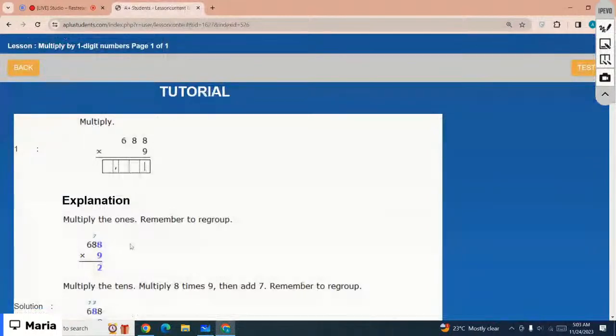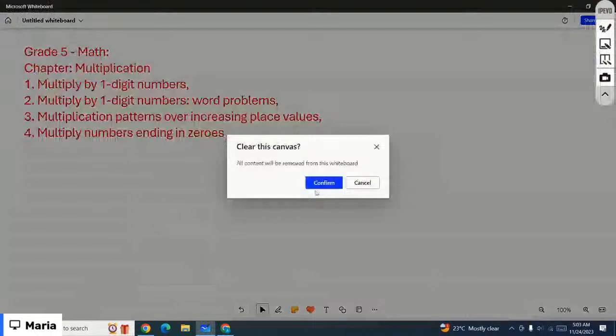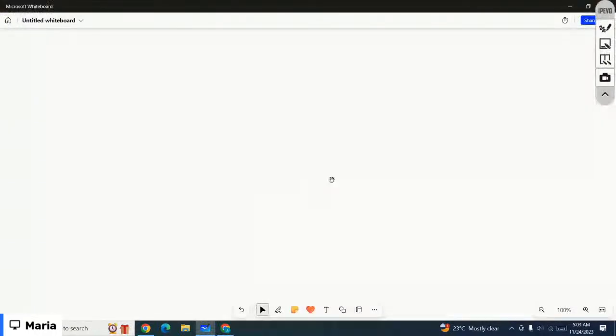Okay, 688 times 9. When we are multiplying, we have to be perfect with tables, right? If you are not perfect with the tables, start doing one table every day so that you can perfect them. So let's start multiplying. You have to start multiplying from the ones digit, and multiply each and every digit of this number by 9.